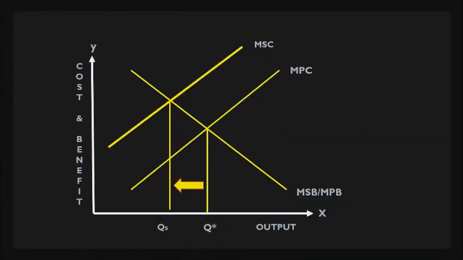The y-axis here denotes cost and benefit, and the x-axis denotes output. Here, the marginal social benefit and marginal private benefit are the same. That is a downward sloping curve. The marginal private cost is the cost incurred by society producing goods which have negative side effects to the environment and society. The corresponding quantity produced is Q star. That is the quantity produced in the free market.